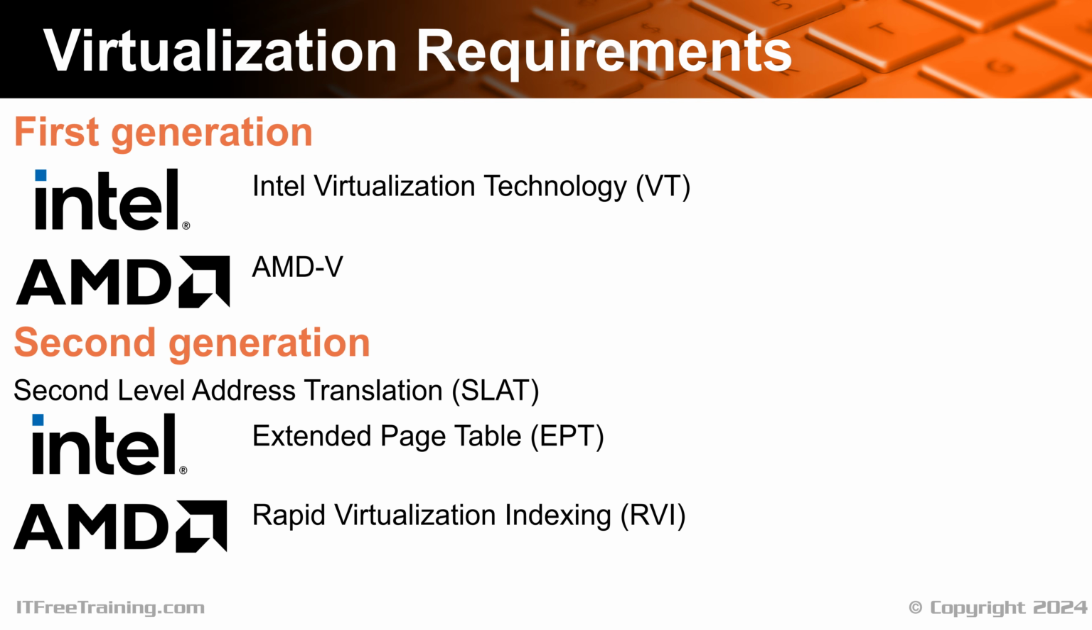In first-generation virtualization, memory translation is done in the virtual machine and also on the physical computer. That is, it's performed twice. With SLAT, this translation is done once for both the virtual and physical machine, making memory management a lot faster. For Intel, this is called Extended Page Table, and for AMD, Rapid Virtualization Indexing.